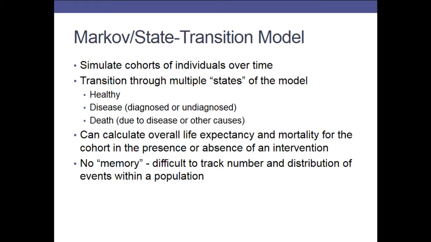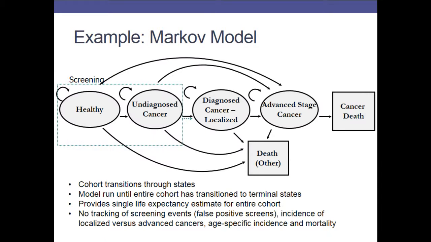The drawback of these models is there's no memory, so you can calculate how long it takes for the whole cohort to reach the terminal states, but you don't actually know how each person got there. And so you can't track the number and distribution of events within the population. So this is an example of a schematic of a Markov model.